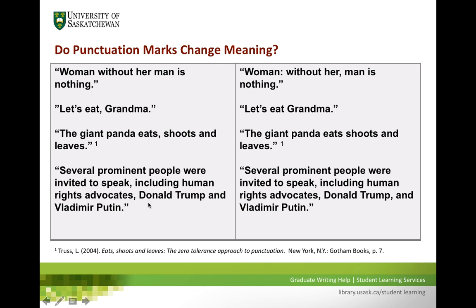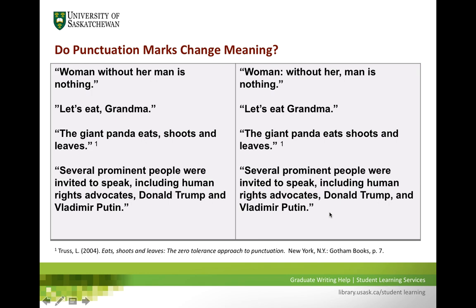So here we have one comma, here we have two. But the addition of the second comma changes the meaning completely. Well, at least it clarifies the meaning, because in this one here, this is a little bit ambiguous. We're not really sure whether the human rights advocates invited to speak actually are Donald Trump and Vladimir Putin, or if Donald Trump and Vladimir Putin have been invited to speak alongside the advocates.